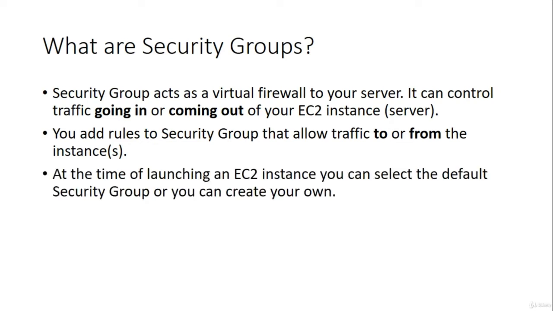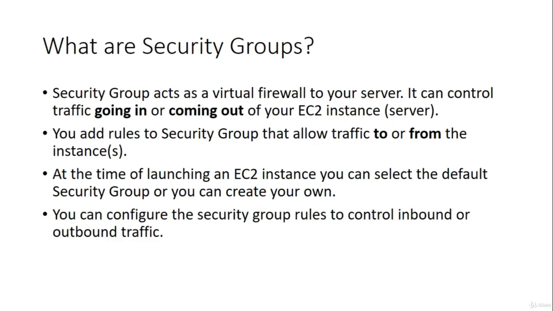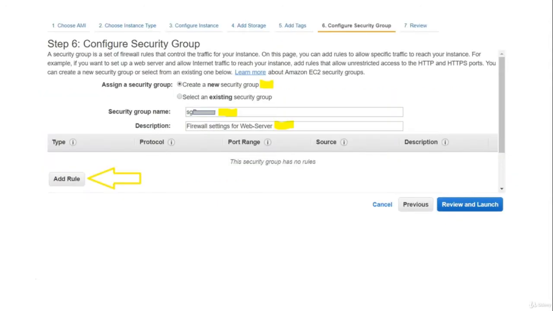At the time of launching an EC2 instance, you can select the default security group or you can create your own. You can configure the security group rules to control inbound or outbound traffic. So inbound as well as outbound, both can be controlled using rules in the security group. You can configure these rules while creating your security group, or you can modify them later as well. So we will see this in the EC2 launch section.